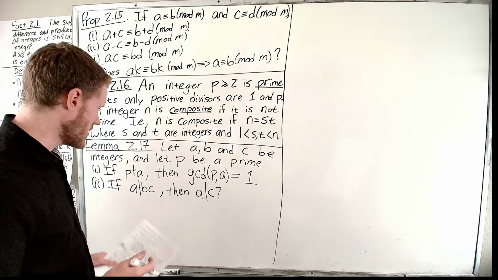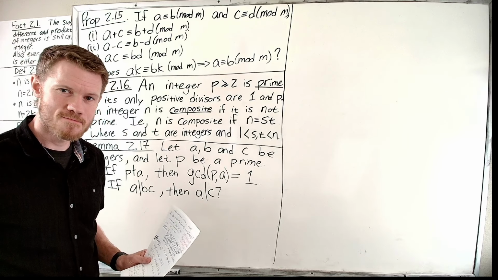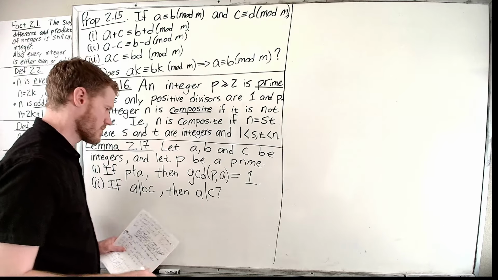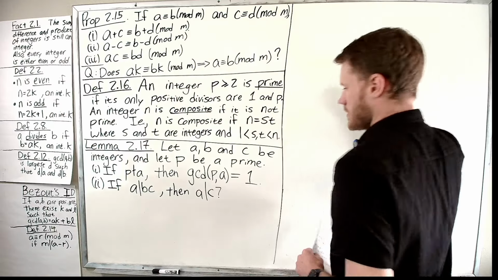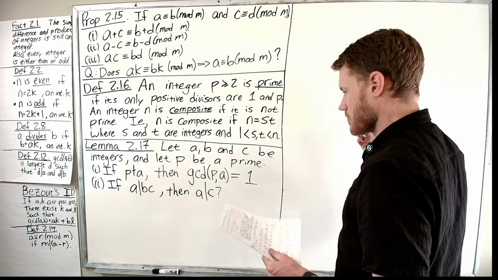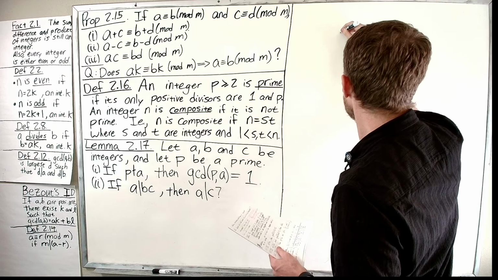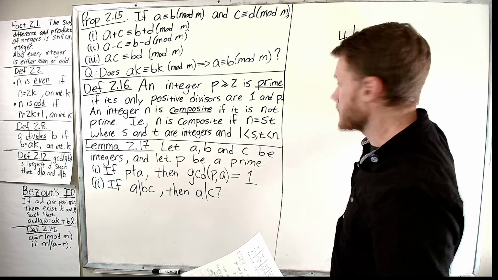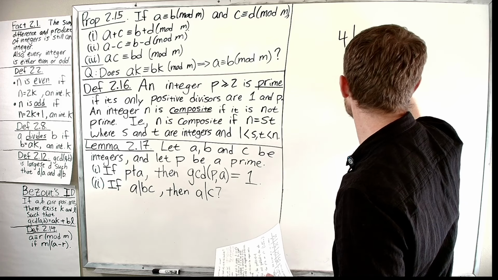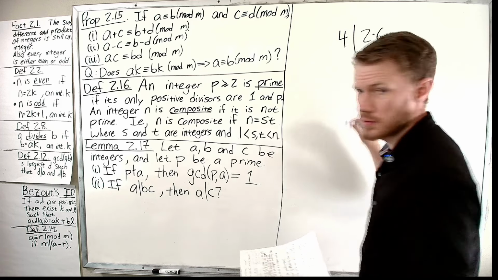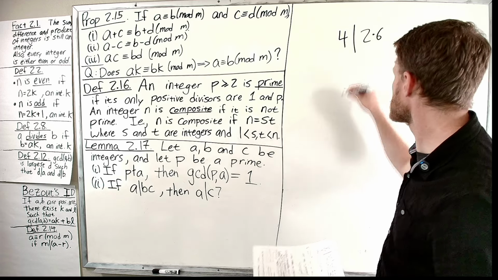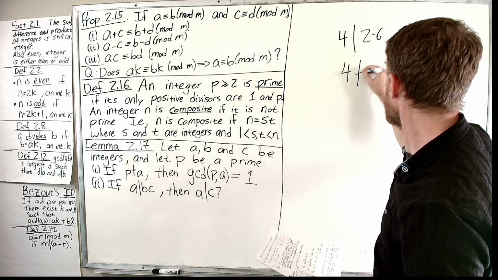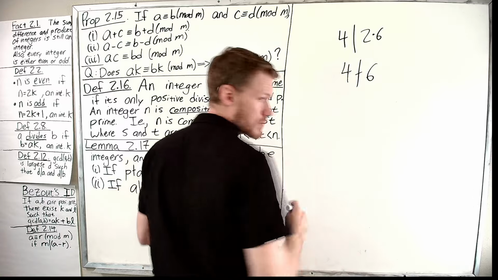No, not necessarily. Do you have a counterexample? The examples will vary. Here's one: 4 divides 12. I'll write 12 as 2 times 6. So 4 divides the product of 2 and 6, but 4 does not divide 6 or 2.